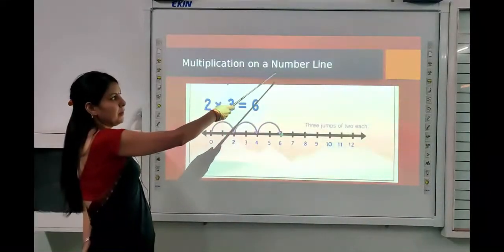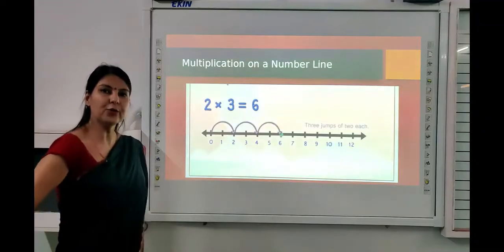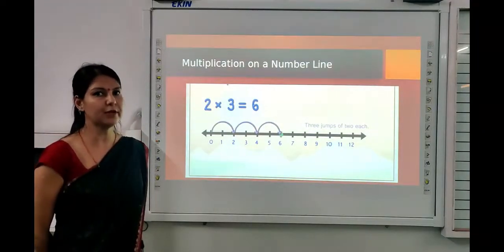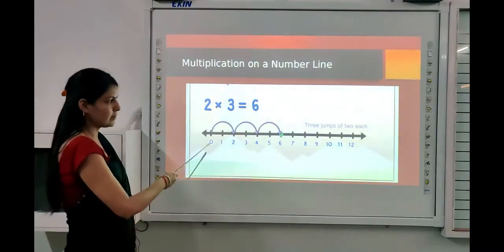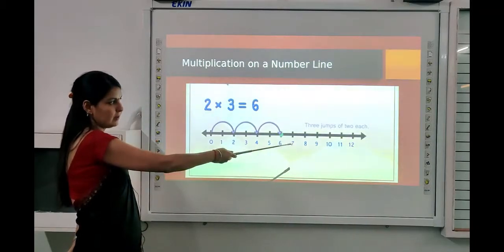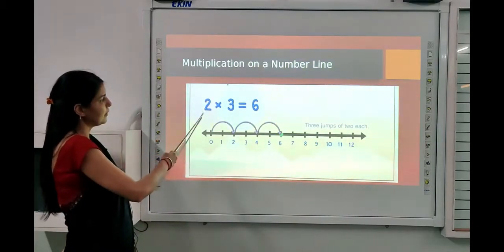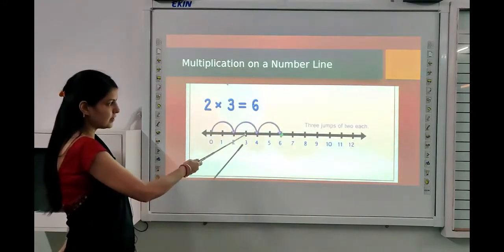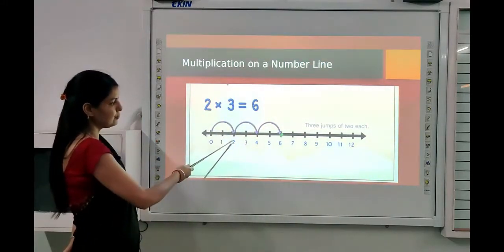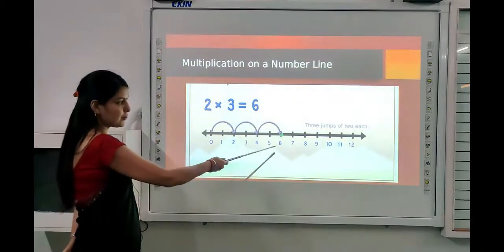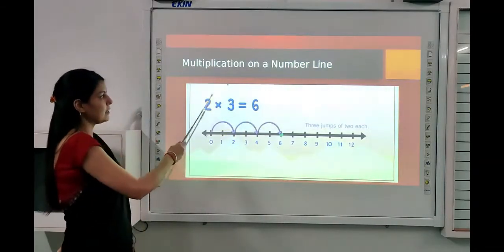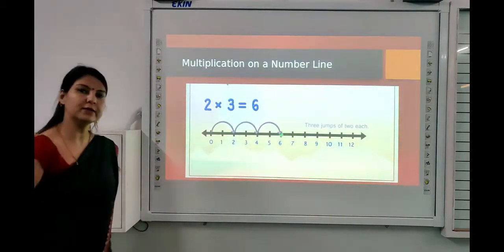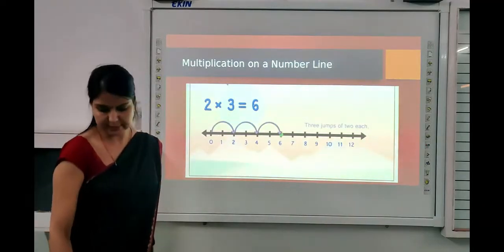Multiplication on a number line. Children, now we are going to learn multiplication on a number line. Here you can see one number line is given and we are going to multiply 2 by 3. So we have to take 3 jumps by covering 2 numbers. Then we reach on 6. So we can say 2 multiplied by 3 is equal to 6.